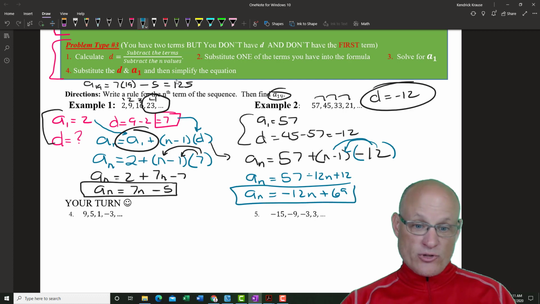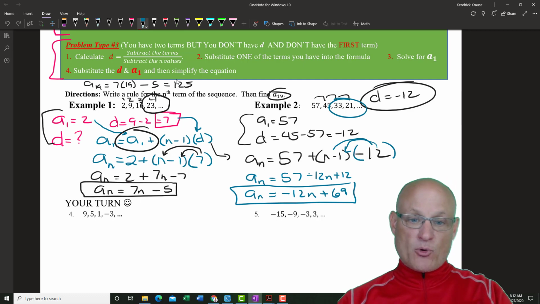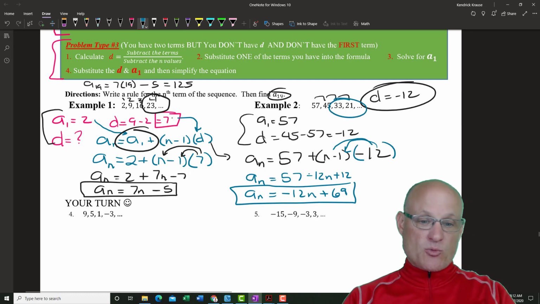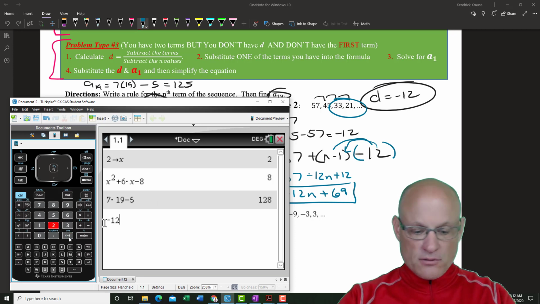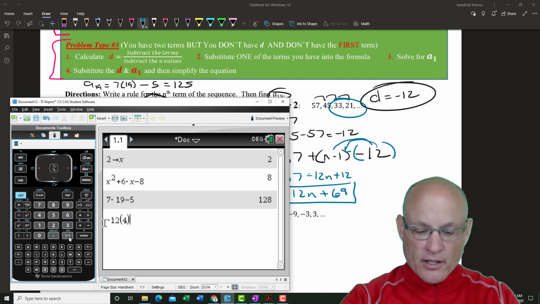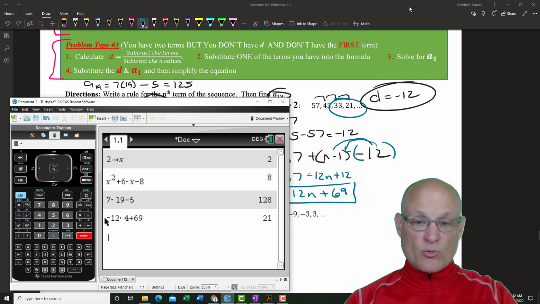Shoot. We should never have that number come up. Okay, plus 69. And I'm going to test it. Number 4. I'm going to plug in 4 and hope I get 21. I'm going to do this in my calculator, though, because I need the dumb machine. So negative 12 times 4, and then plus 69, and I get 21, and that's what I wanted. So we're in good shape.